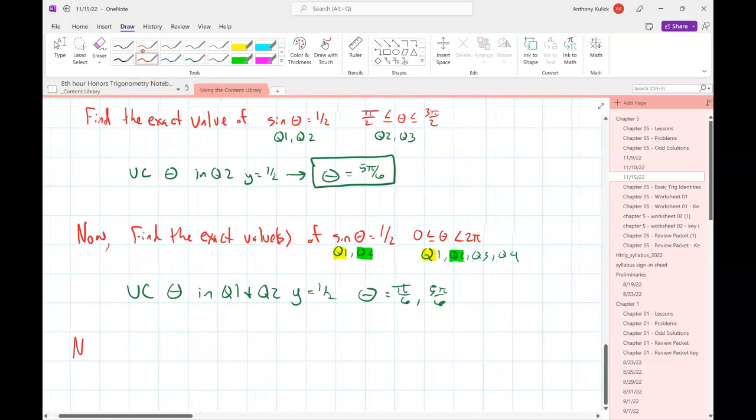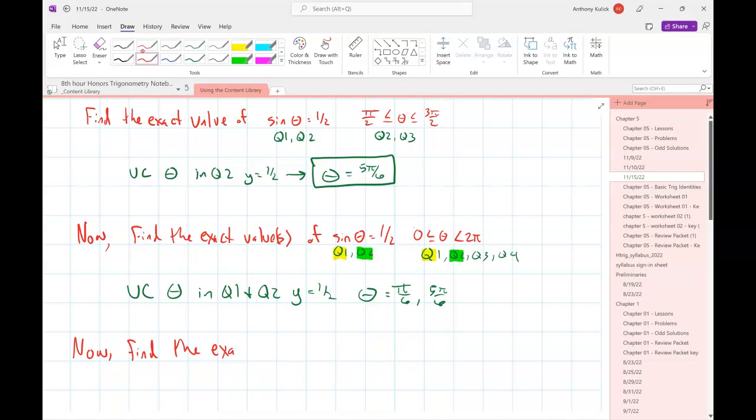What if we did this instead? If I just ask you to find the exact values of sine theta equal 1/2. How many answers do I have here? I have more than 1. I have more than 4. Infinitely many answers to this. Oh no, why? Do I have a limit for how big I can get?